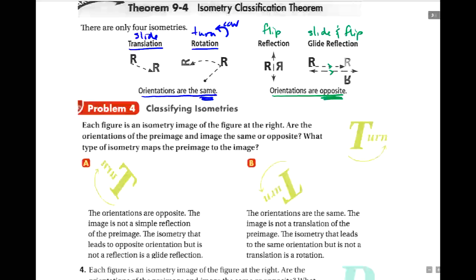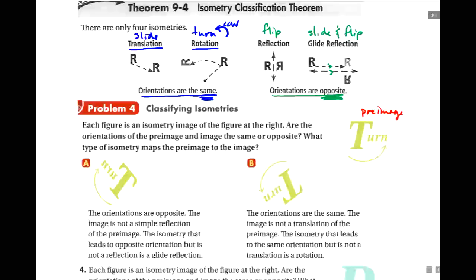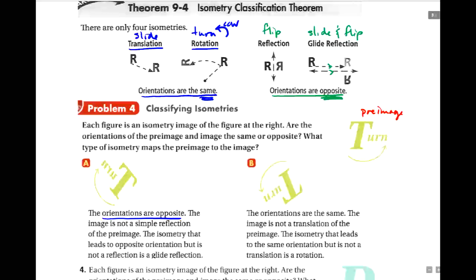Are the orientations of the pre-image, this is our pre-image over here, this is our original, and image the same or opposite? What type of isometry are you using to map the pre-image to the image? So let's look at A here. Well, what's the first thing we notice? We notice that our orientations are opposite. That means we either have a reflection or a glide reflection.